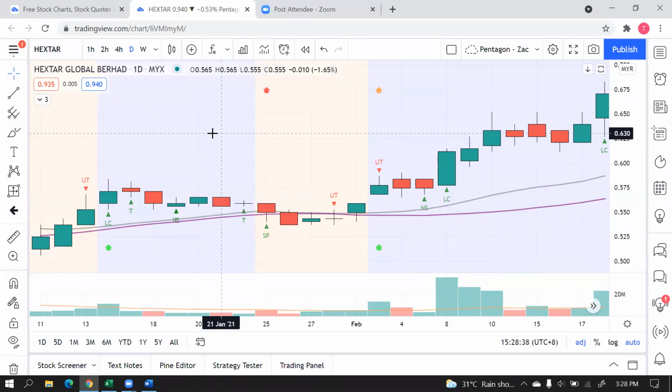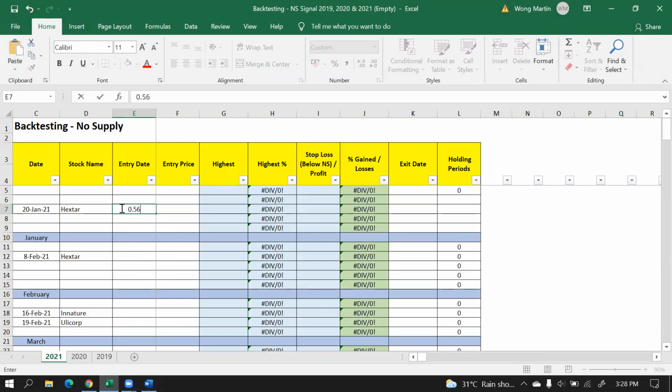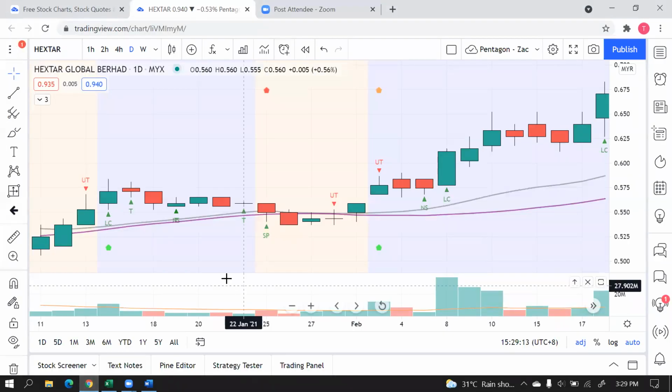On 21st, we want to look for the entry and we enter immediately on the opening. So what is the opening? The opening is 565. Look over here, 565. So we just key in over here. You open up this Excel, entry 565. Sorry, this is the entry date. Entry date is 21st Jan, and then 0.565. That is my entry for 21st Jan. Assuming open already, we entered.